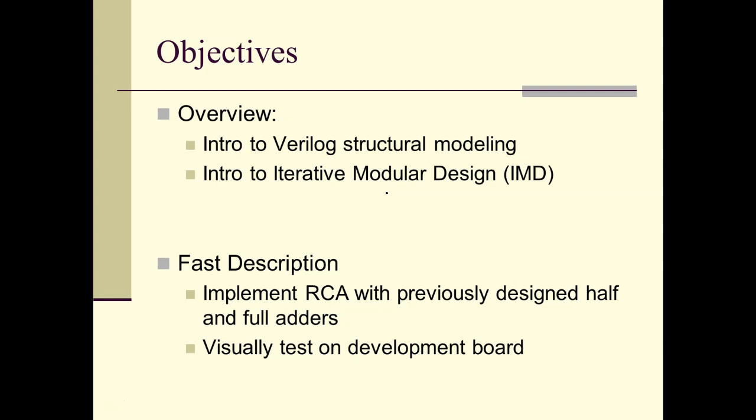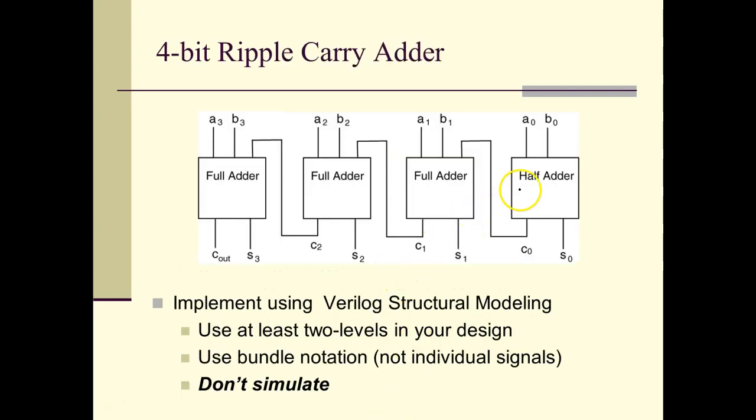And so what we're going to do here is implement a ripple carry adder with our previously designed half and full adders, and then once we get that implemented, we're just going to test it visually on the development board. So this is a diagram of a 4-bit ripple carry adder, and the idea here is that this ripple carry adder is made up of a set of half and full adders. So the least significant bit over here is going to be a half adder.